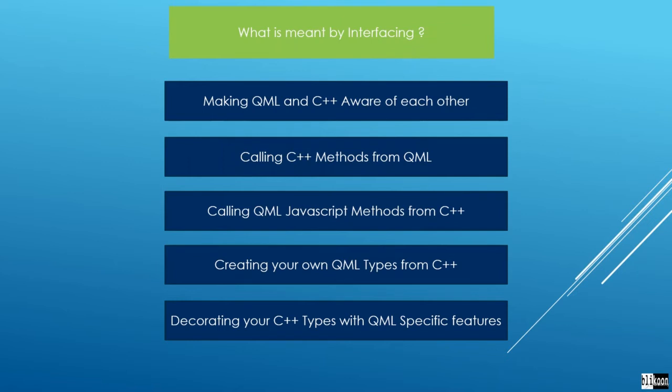Let's say you want to use your type like you use an animation in QML. Let's say a number animation on some property. If you want to use that syntax for your own C++ types, you may also need to do that, and it is possible, and we're going to see how you do that in the course. So these are some of the ways you may need to interface between C++ and QML.